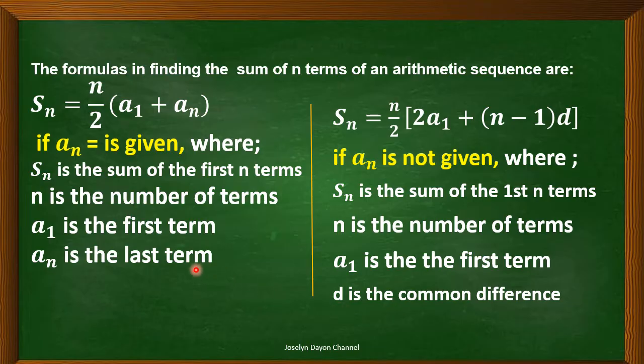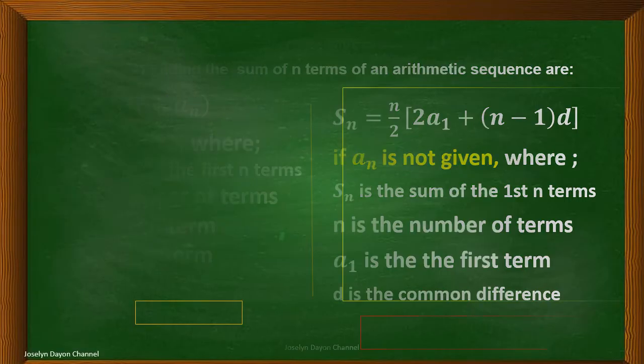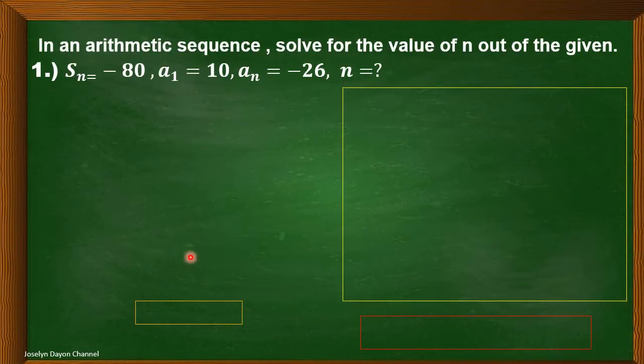Now we will consider the first example. In an arithmetic sequence, solve for the value of n out of the given. The given is S sub n equal to negative 80, a sub 1 or the first term is 10, and a sub n is equal to negative 26. We're going to solve for n. So how are we going to solve for this?